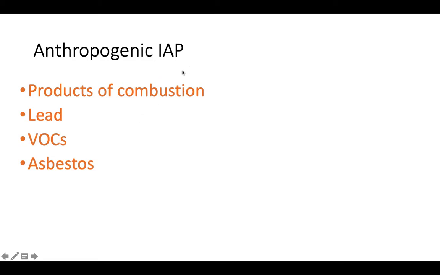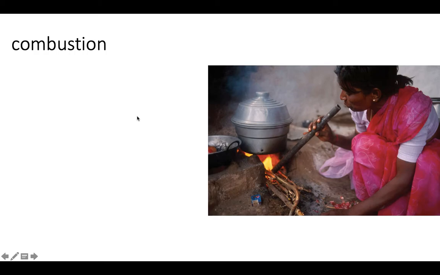IAP stands for indoor air pollutants. The four anthropogenic indoor air pollutants are products of combustion, lead, volatile organic compounds, and asbestos. The first three should be pretty familiar already. So combustion, we've been talking about this reaction for months now. It can produce carbon monoxide, which is dangerous to breathe. I'll talk about that in more detail in the next slide.